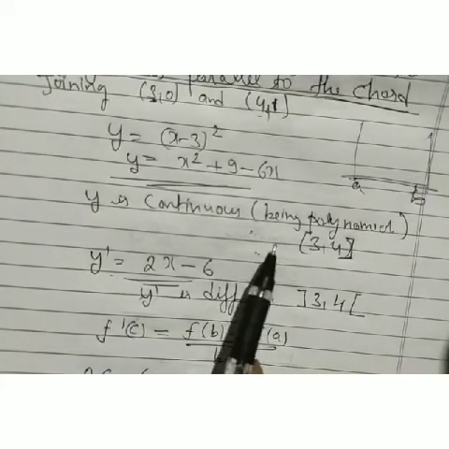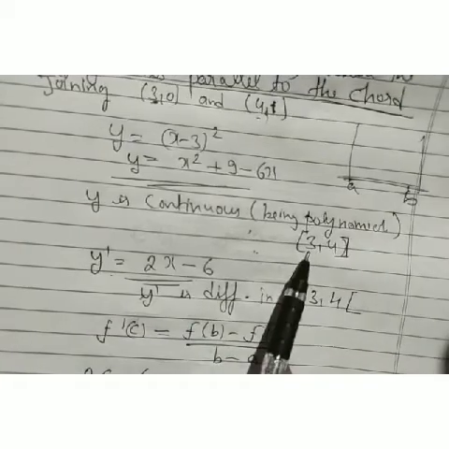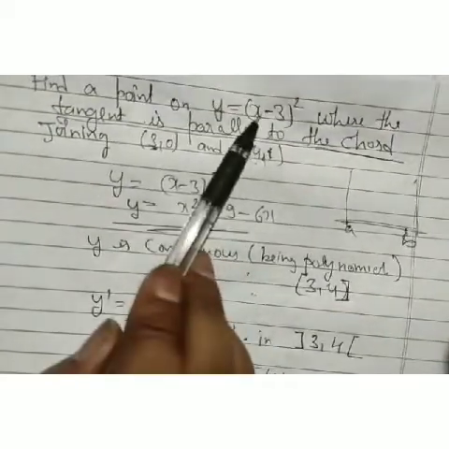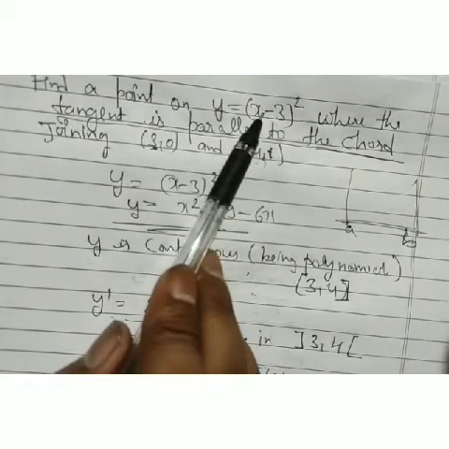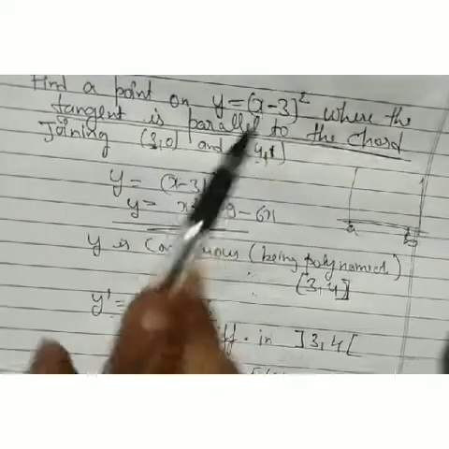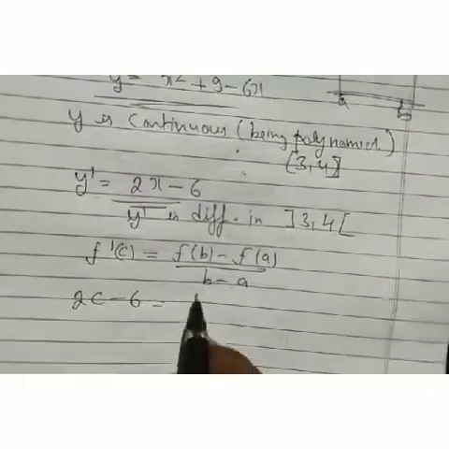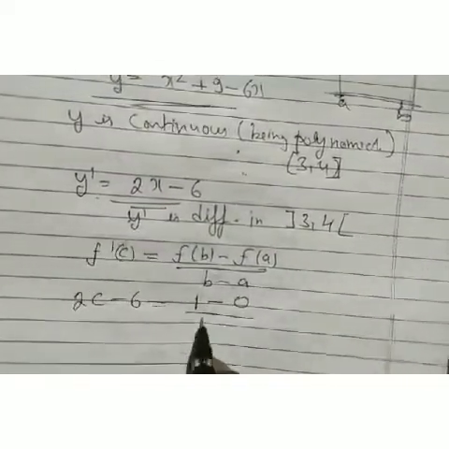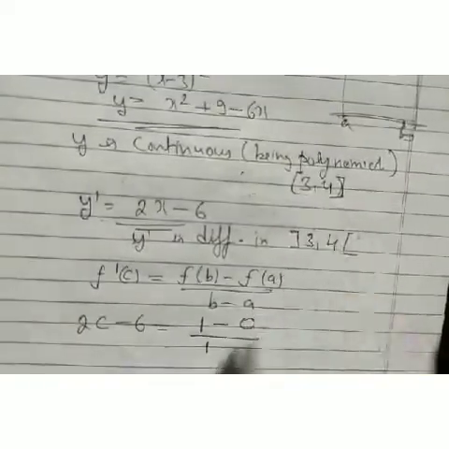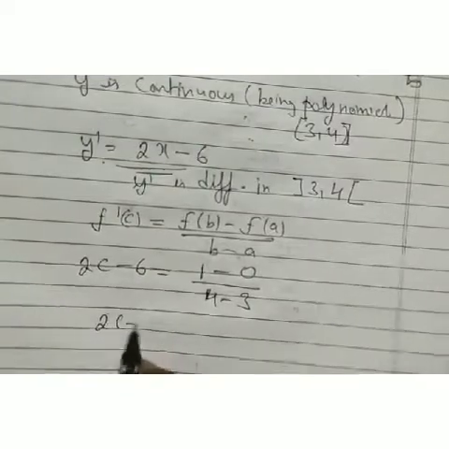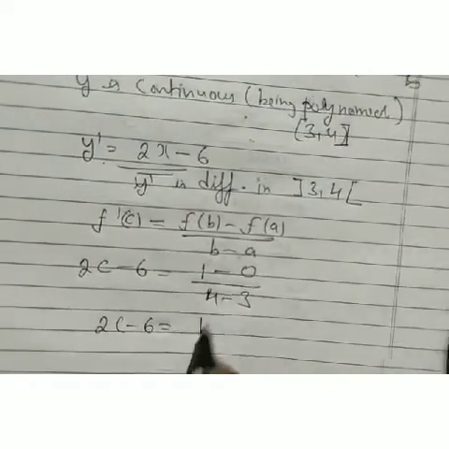What is f of a? Putting x equal to 3, 3 minus 3 is 0, so f of a is 0. What is f of b? 4 minus 3 is 1, so f of b is 1. Sorry, b is 4 and a is 3. Now 2c minus 6 equal to 1.